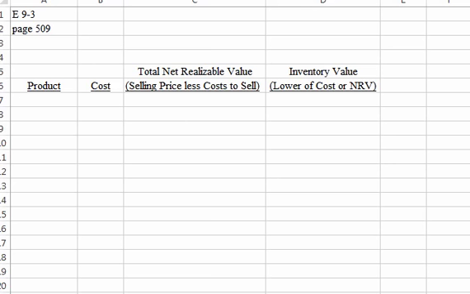Okay, you guys, we're going to work one more problem dealing with the same concept, just a little more calculation. We'll go into getting our total net realizable value. Let's look at exercise 9.3 on page 509. The inventory of Royal Decking consisted of five products. Information about the December 31st, 2016 inventory is as follows.